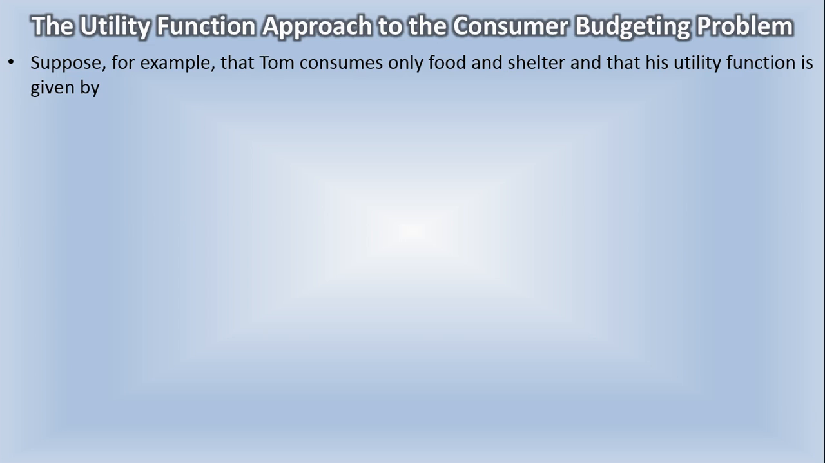Suppose, for example, that Tom consumes only food and shelter, and that his utility function is given by this expression here, where utility is a function of both food and shelter, whereas before, Casey's utility was a function of just clams, right? So it would be U of C. But Tom's utility is a function of food and shelter. So his utility is a function of both of these, and it takes the functional form F times S. So it takes the form of a product of the two goods.